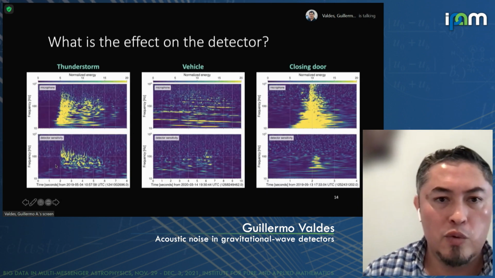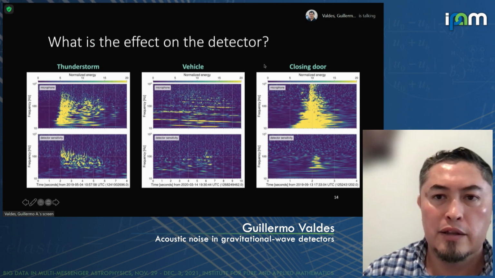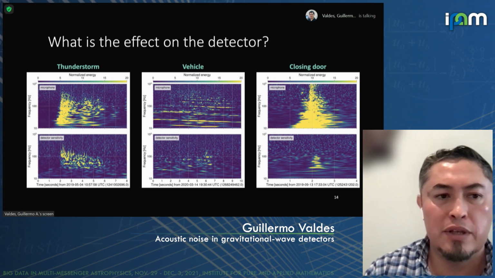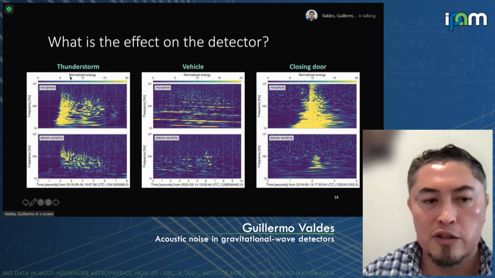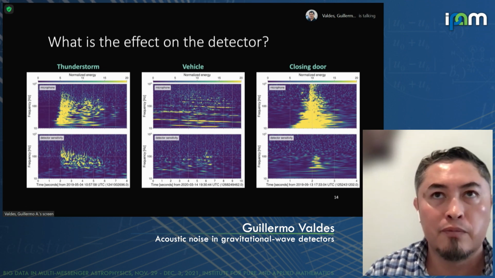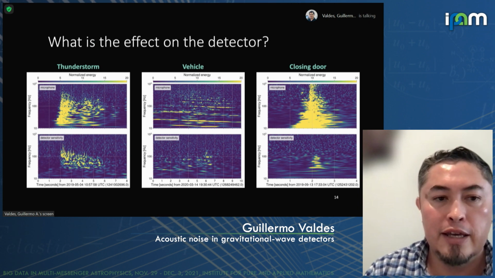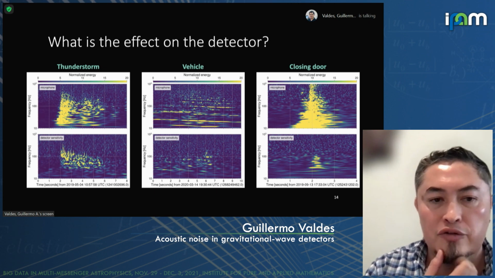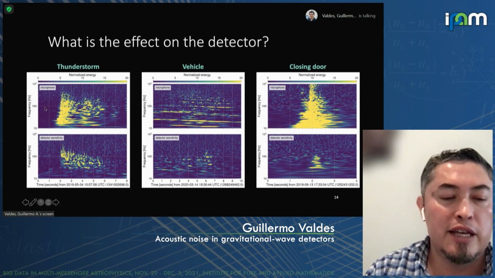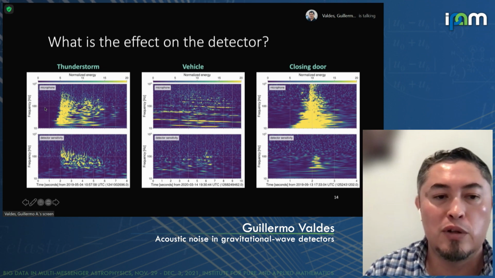So what did we see in the gravitational wave detector? These are the three noises that have the highest effect in the gravitational wave detector. Thunderstorms, that's something that we were expecting. And this is a spectrogram. Actually, we call them omega scans, and they use the Q transform instead of the Fourier transform, but these are basically time frequency maps. And what I'm going to say is that blue is good, not a lot of noise, yellow is noise.